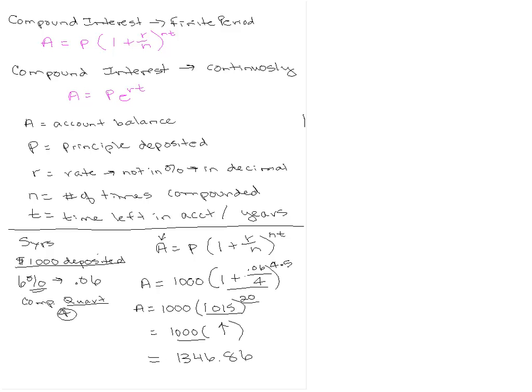And they wanted to know how much money will be there. So after 5 years, you start out with 1,000, and you will have made $346.86 at 6% compounded quarterly. Not very much, huh? Kind of sad. All right. That's with one type of formula.